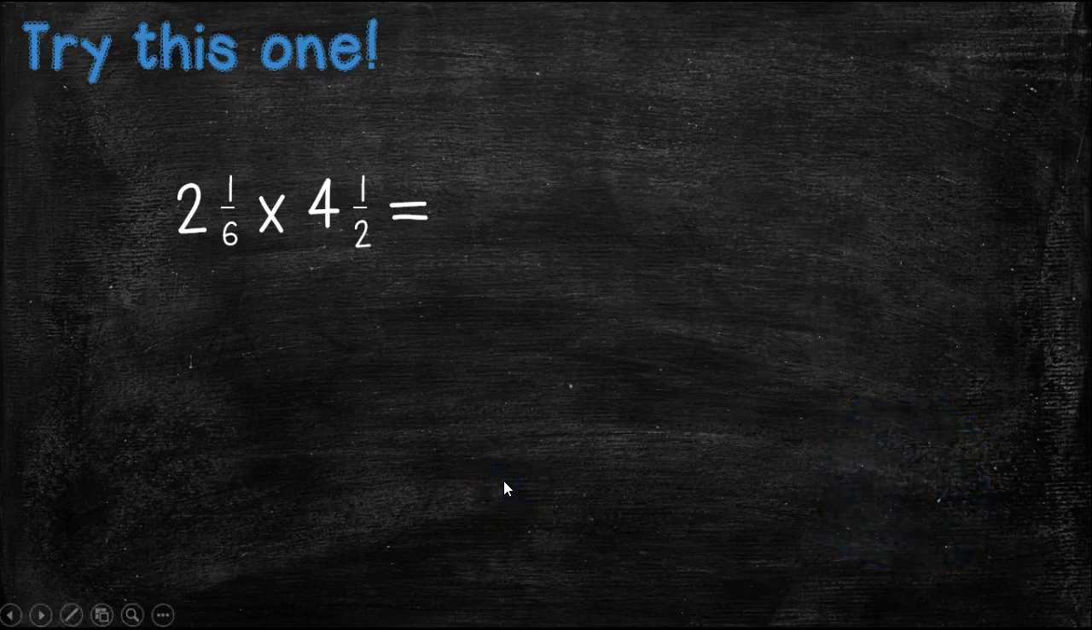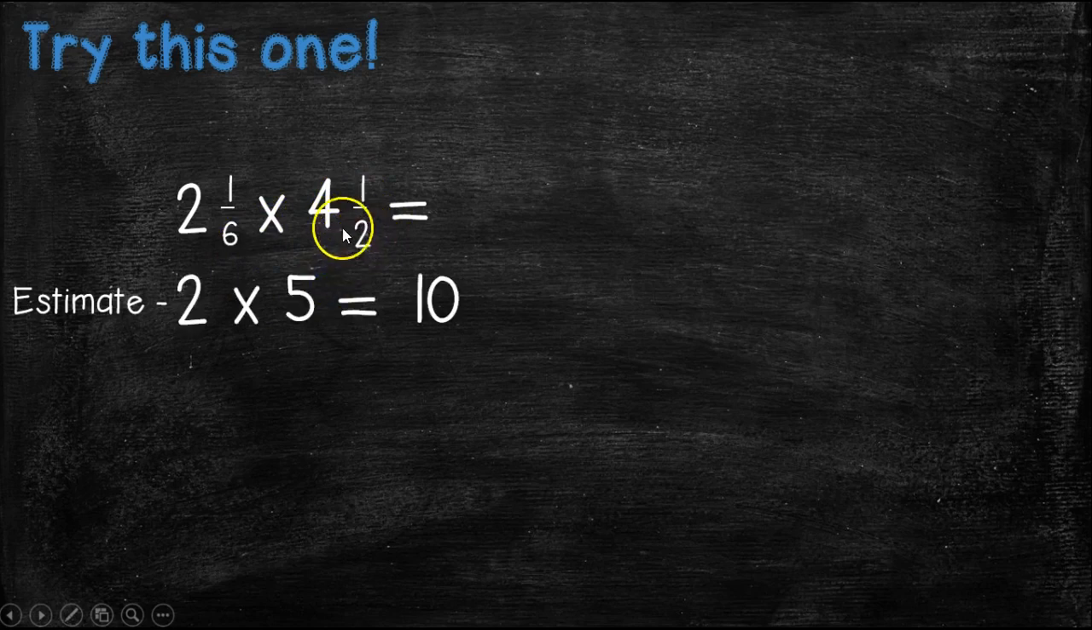Well, first of all, did you estimate? Okay, so if we were going to estimate, which we're going to do every single time, we would estimate 2 1/6 to 2, because half of 6 is 3 and 1 is less than that. So that's going to be 2. And this 1/2, we know anytime we have 1/2, you automatically go up to the next whole number. So our estimate is 2 times 5 equals 10.